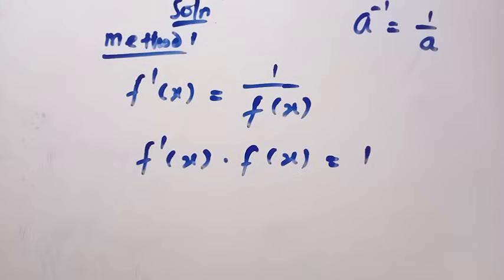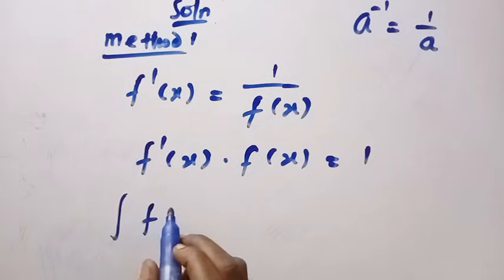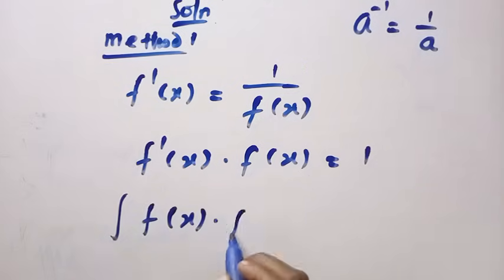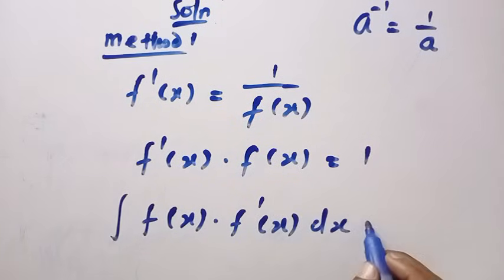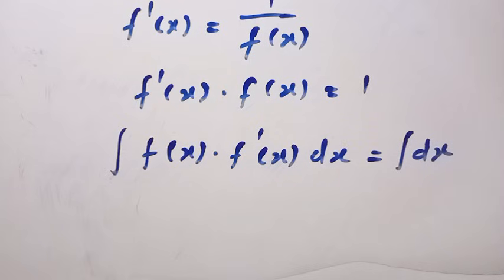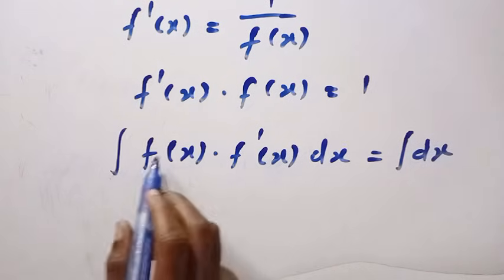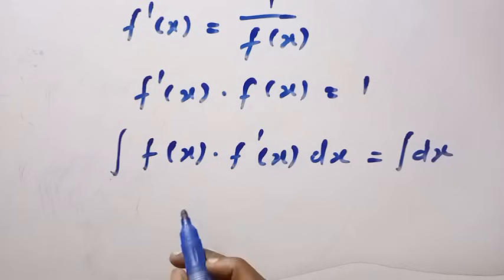So with what we have here, the next thing to do is to introduce an integral to both sides. Integrating this, we have the integral of f of x multiplied by f prime of x dx equals the integral of dx. So we integrate with respect to x. Here is a derivative, here is f. So this is just like the derivative of a product. And how can we do this?